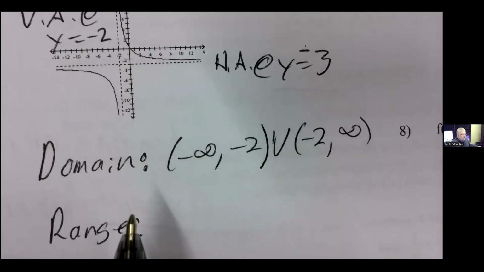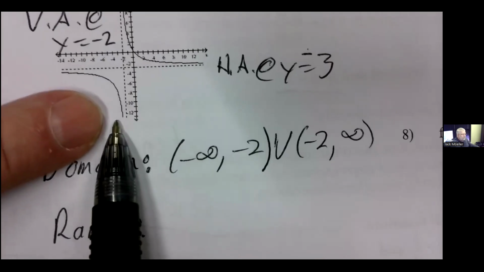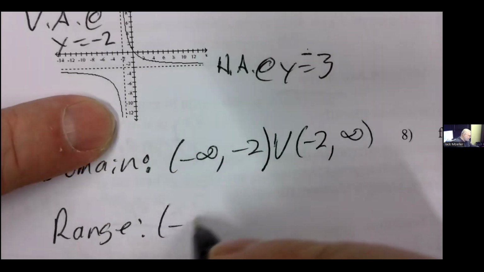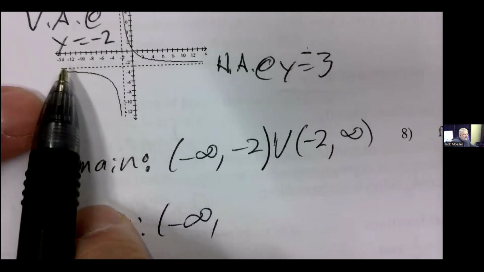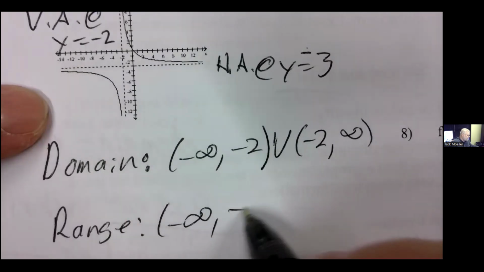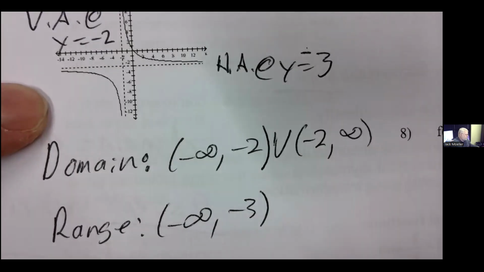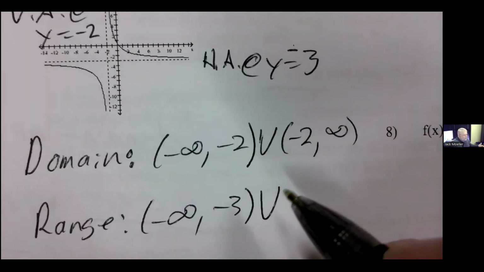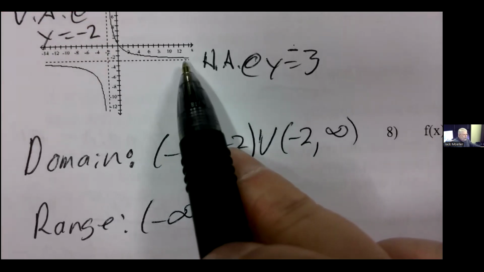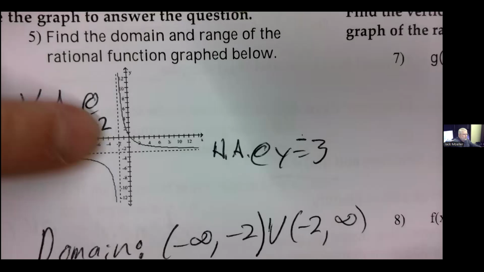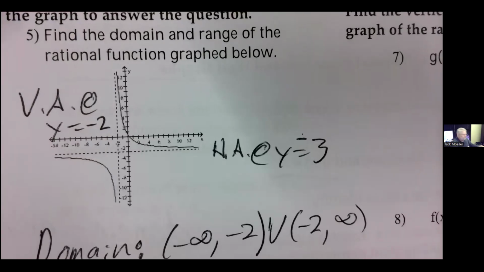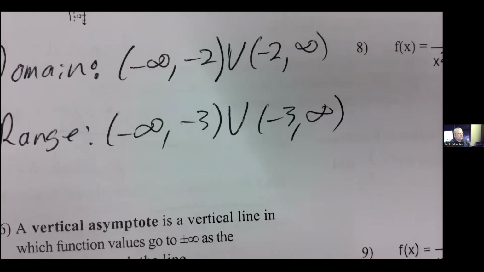All right, so remember range is low to high. So how low does the graph go? It starts at negative infinity. Then that piece goes up, doesn't ever quite get to negative 3, it just approaches it. So we need a parenthesis on negative 3. And then we have another piece, so we do union or possibly a comma. And then low to high for this piece, it starts at negative 3 and then goes up forever. So our range is everything except y equals negative 3.